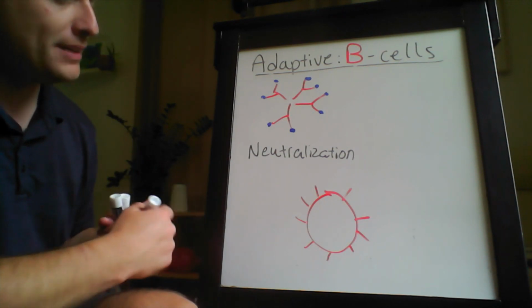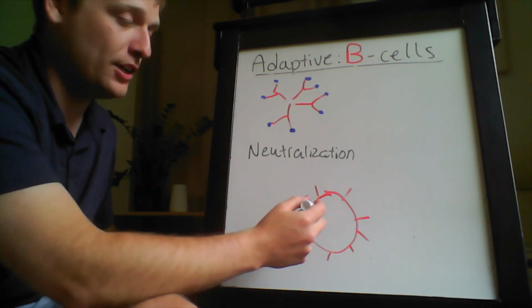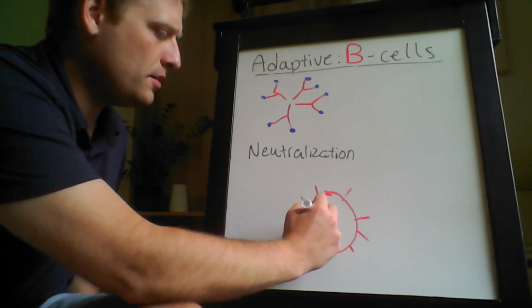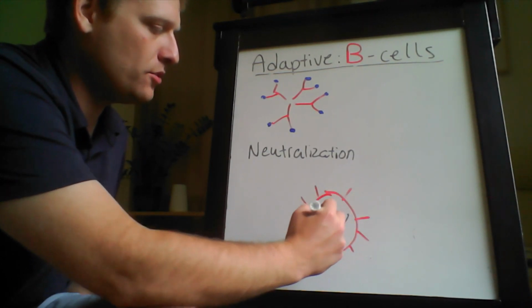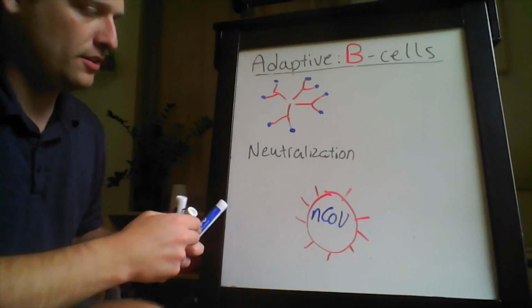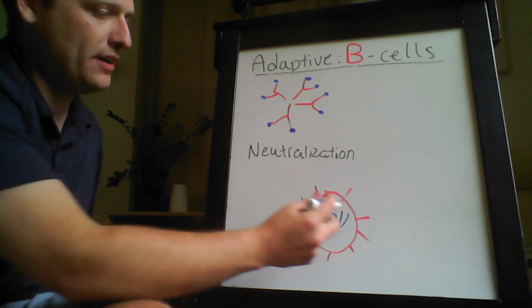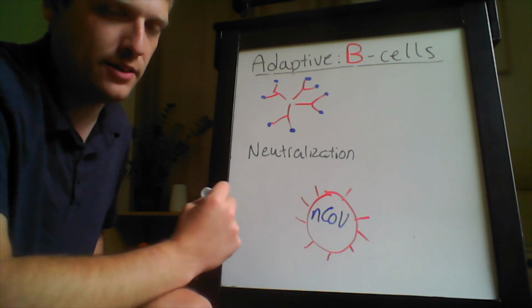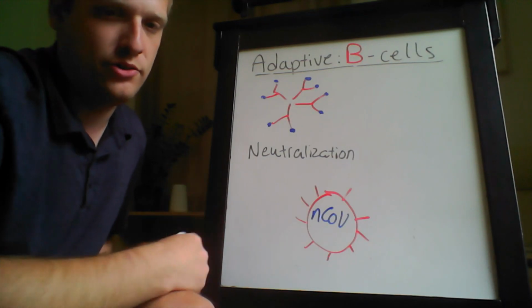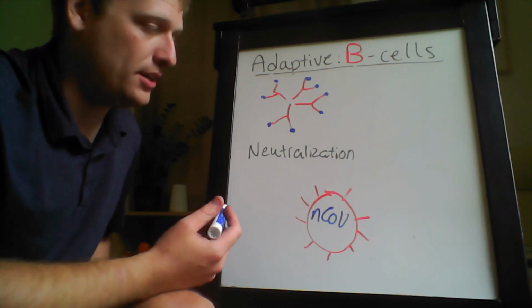And let's consider the example of something like the coronavirus. So if we say this is the novel coronavirus, and you've probably seen all the pictures with the coronavirus and its spike proteins on the outside. Those spike proteins allow it to enter cells and cause infection.